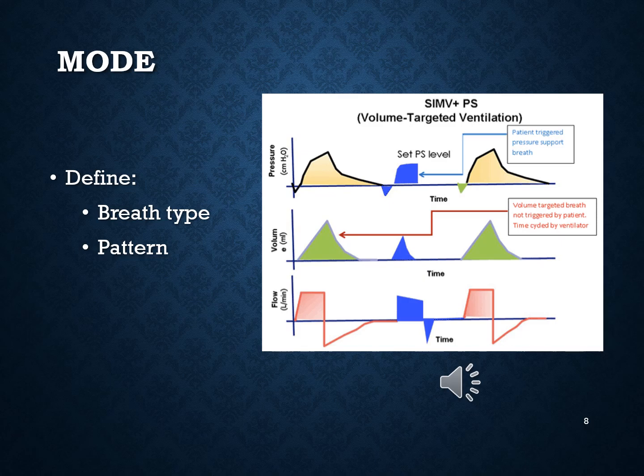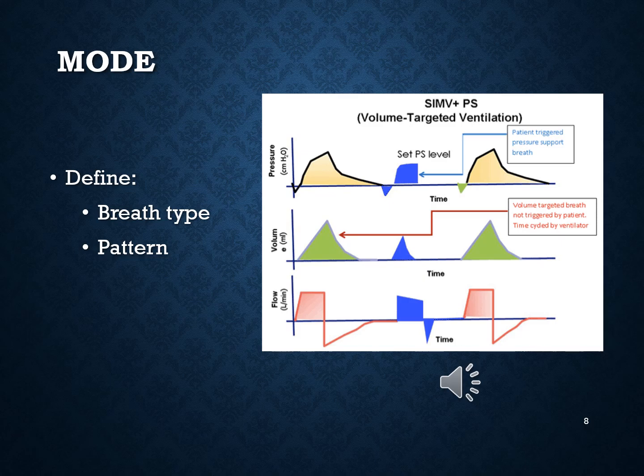When we talk about the mode of ventilation, we're actually talking about the type of breath that the patient is going to be receiving along with the pattern of that breath. Now, in this illustration, we have an SIMV mode with pressure support, and it is a volume targeted mode of ventilation. We have three different scalars. We have a pressure time scalar, volume time scalar, and a flow time scalar. Now let's look at the first breath. We know we are in a volume targeted mode of ventilation, so that first breath in the green is a volume targeted, not triggered by the patient breath, and it is a time cycled breath.